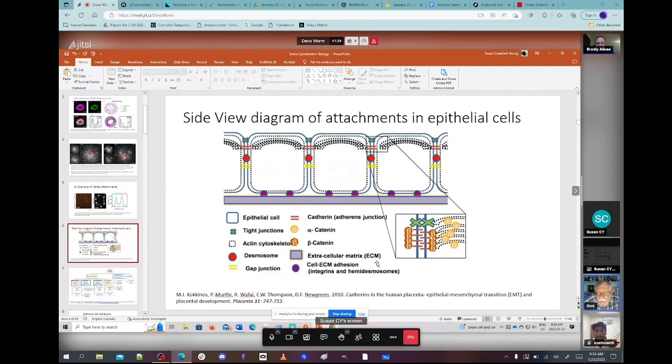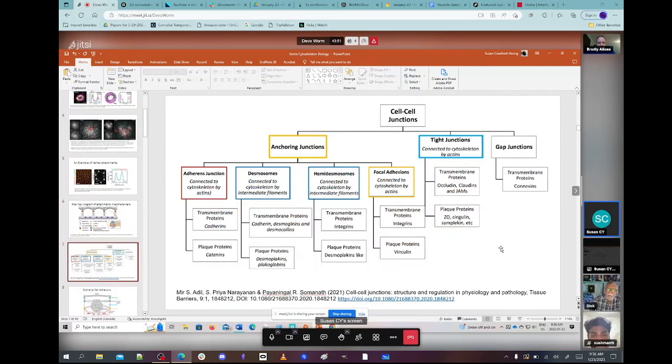Gap junctions are not attached to the cytoskeleton directly. Like they're not attached to the actins or the intermediate filaments directly. They just kind of make a hole through the cell membrane, and I think you can pass proteins, I don't know. It's a small pore. You can definitely put ions across that, and gap junctions occur in places like the heart.